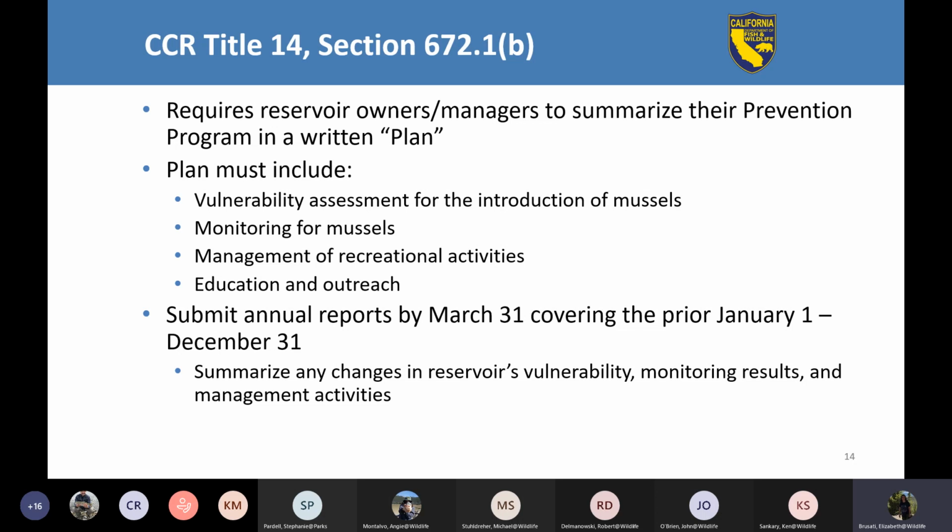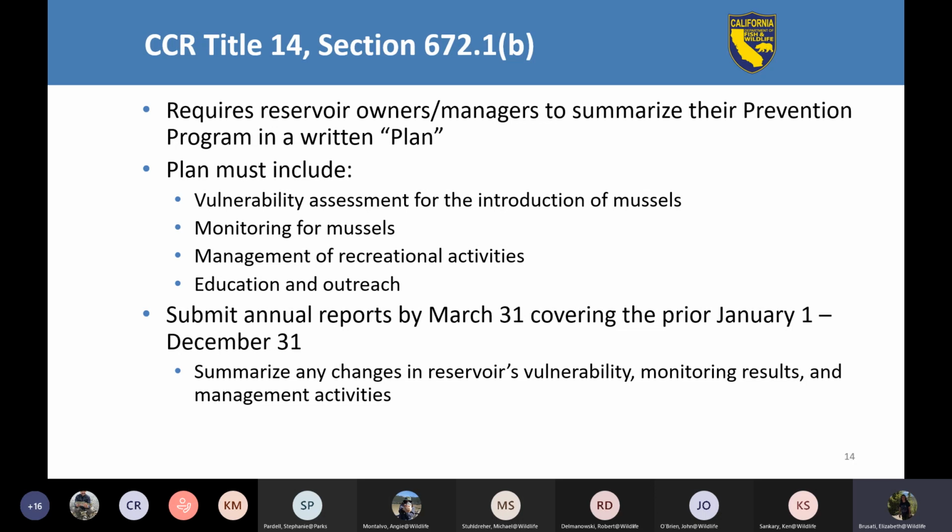And so section 672.1b is the one that really goes into the requirements for a prevention program. So it requires reservoir owners or managers to summarize their prevention program in a written plan. And it also lists what the plan must include. So it must have a vulnerability assessment for the introduction of mussels, monitoring for mussels, management of recreational activities, and education and outreach. And I'll be covering each of these items later on in the webinar.